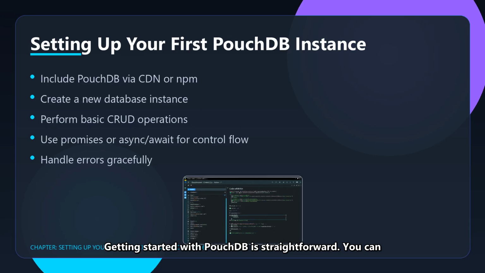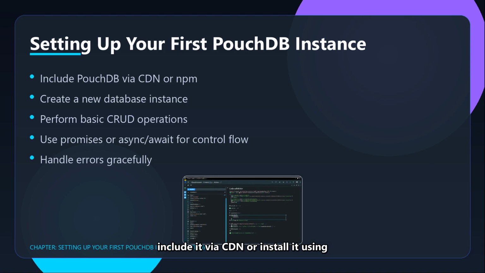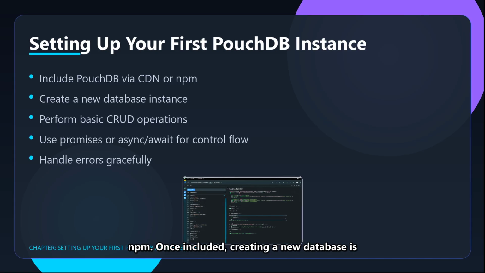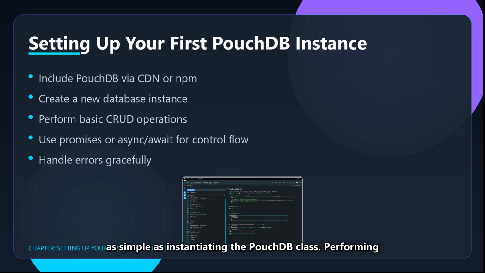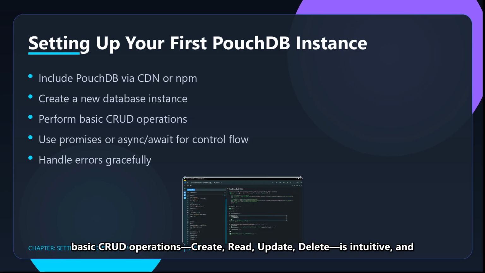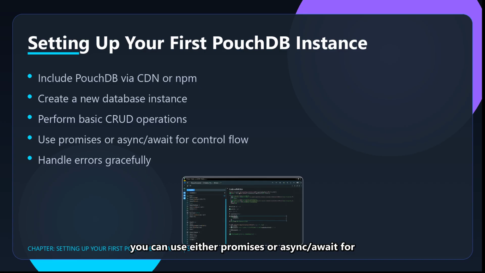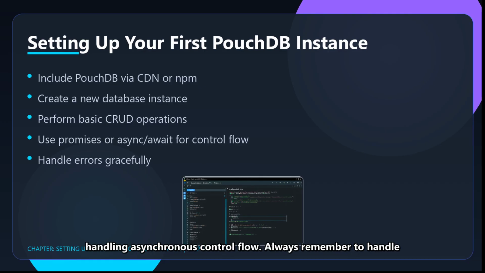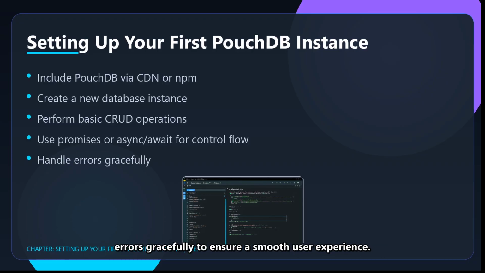Getting started with PouchDB is straightforward. You can include it via CDN or install it using npm. Once included, creating a new database is as simple as instantiating the PouchDB class. Performing basic CRUD operations (create, read, update, delete) is intuitive, and you can use either promises or async/await for handling asynchronous control flow. Always remember to handle errors gracefully to ensure a smooth user experience.